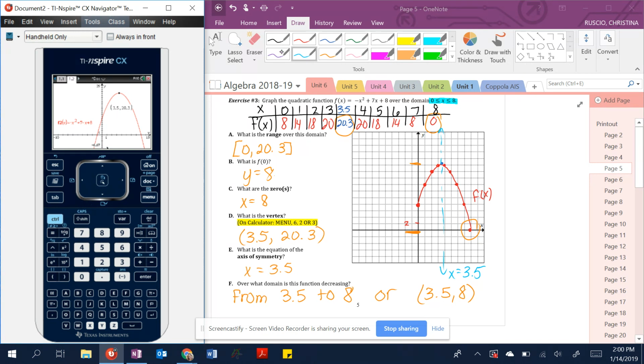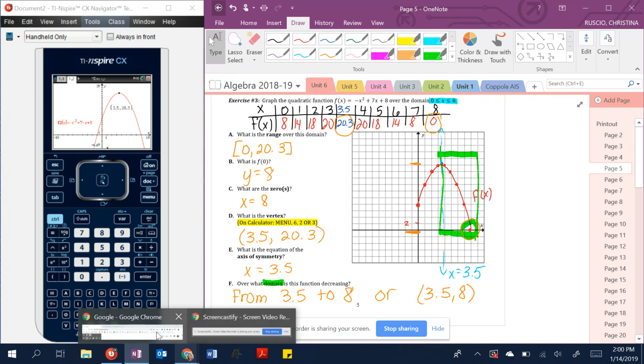And then we haven't talked about this in a while, so let's just touch on it. Over what domain is this function going down? Check it out. My function is decreasing in this little highlighted window here from 3.5 to 8. From 3.5 of my x value to 8. They are x values that we're looking at, not the y's. I just yelled that at you. Don't make that mistake again. Just kidding. Hopefully you didn't make a mistake.